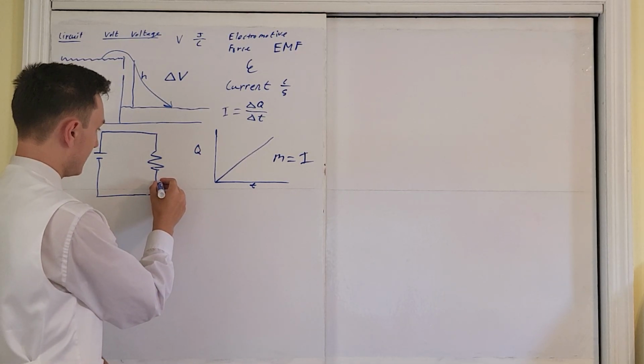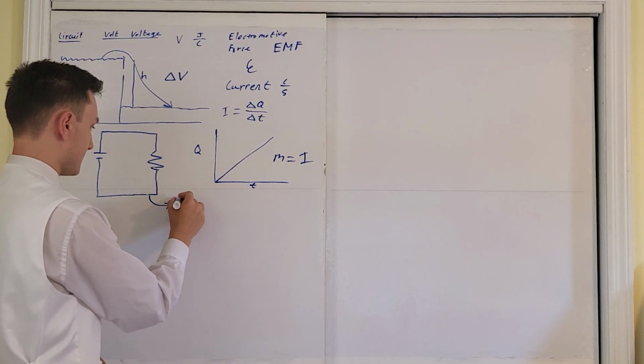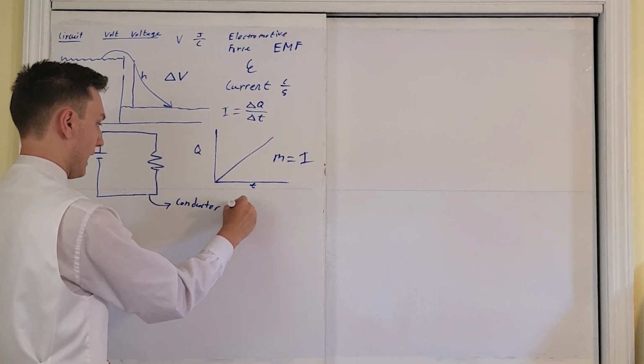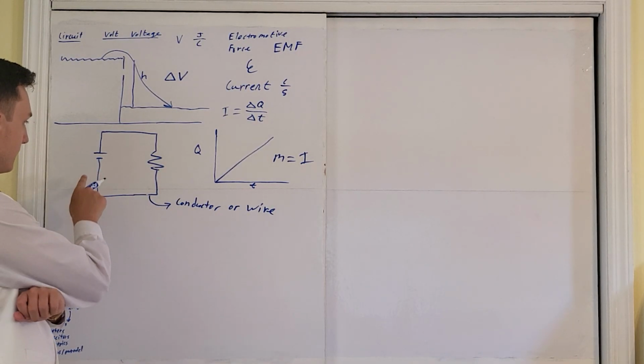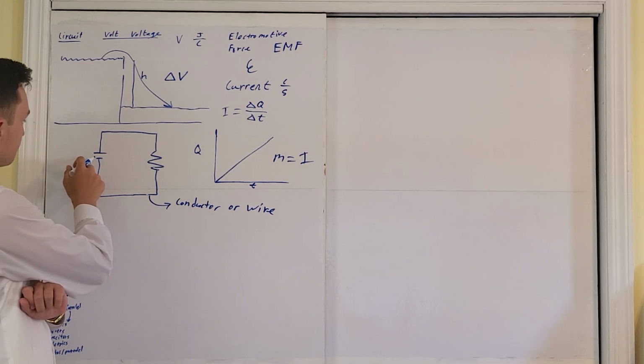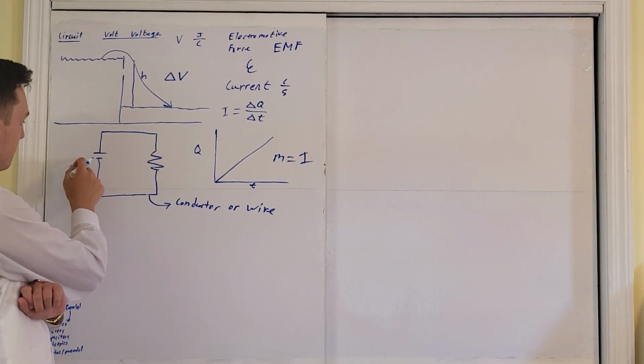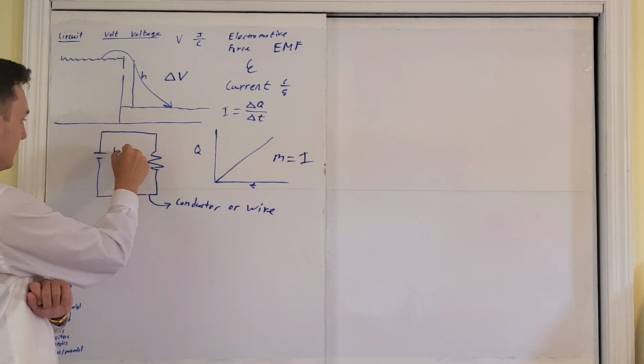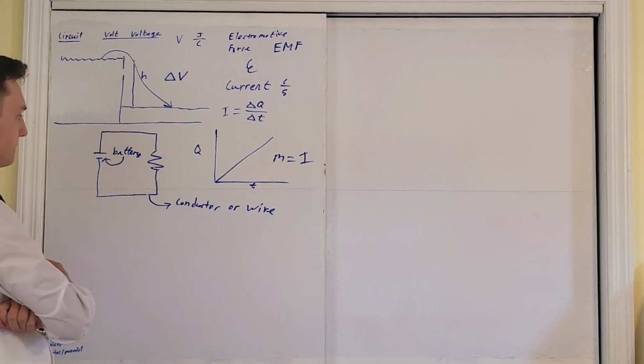A solid line in any circuit represents a conductor or wire. This symbol, now it's very important to pay attention to the length of the lines here. This symbol with two parallel lines, one short, one long, is a battery. This is a battery, okay?